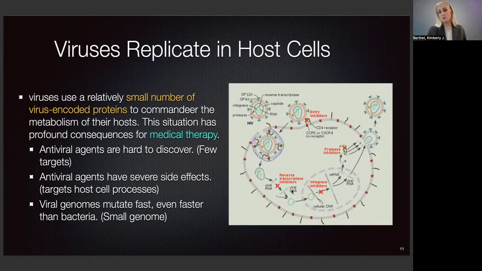And again, that's because it could be altering the host cell machinery as well. And viruses can mutate very, very fast. So we know we have antibiotic resistance. We can also have viral resistance, especially in the ones that have very, very small genomes.